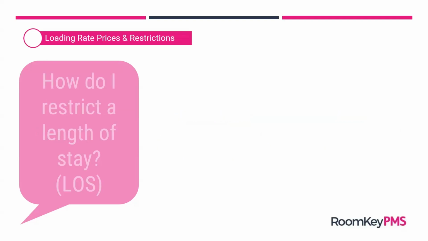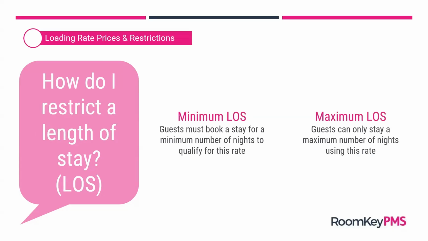Another common restriction question is, how do I restrict the length of stay? This is sometimes referred to as LOS, or length of stay restriction. We also have two versions of this in Roomkey. We have a minimum LOS or a maximum LOS. Minimum LOS means that guests must book a minimum number of nights in order to stay at that rate plan. So that could be a 2-night minimum, meaning guests must book at least 2 nights in order to qualify for that rate plan. Or you might have a maximum LOS.